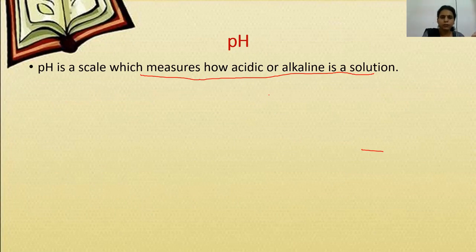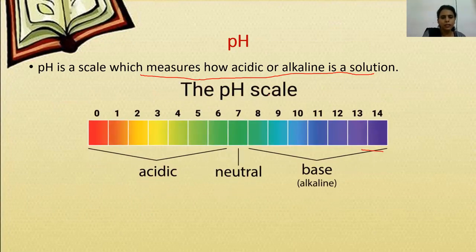There are various methods to find it out. But how will you be able to check whether it is acidic or alkaline? That you can do by using the pH scale. This image shows the pH scale. pH actually runs from 0 to 14.